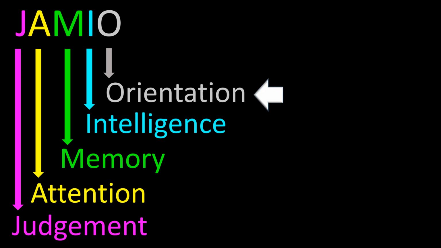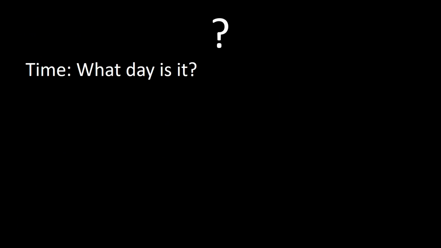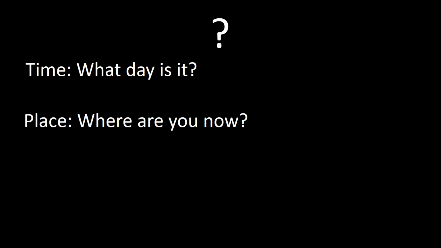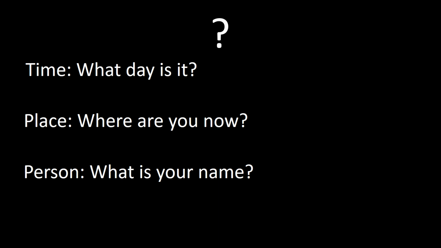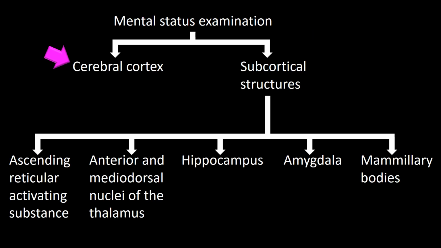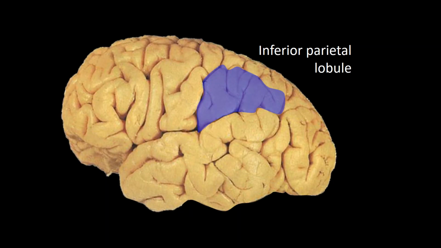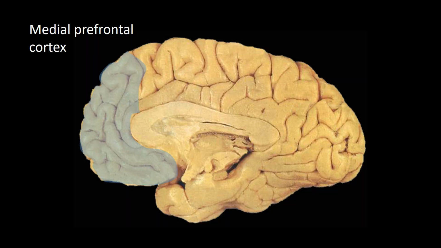After intelligence, we test orientation. Orientation is tested by asking about time, what day it is, place, where are you now, and person, what is your name. Orientation is usually tested indirectly during the course of the interview. Asking for the patient's name at the end of the interview does not sound too good. The anatomical areas being tested are in the cerebral cortex, especially the precuneus gyrus, the inferior parietal lobuli, and the medial prefrontal cortex.